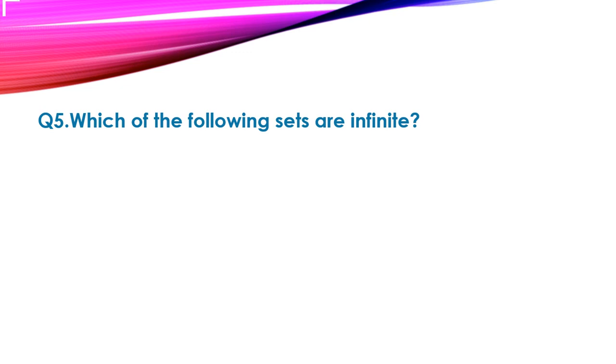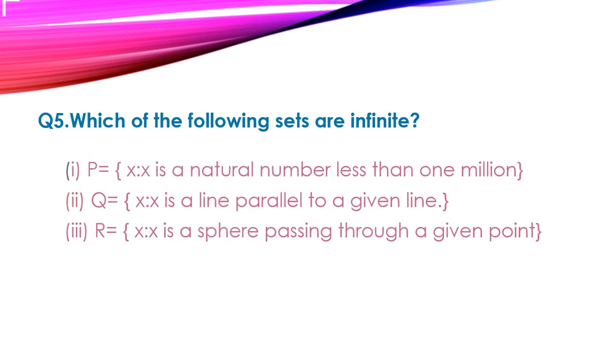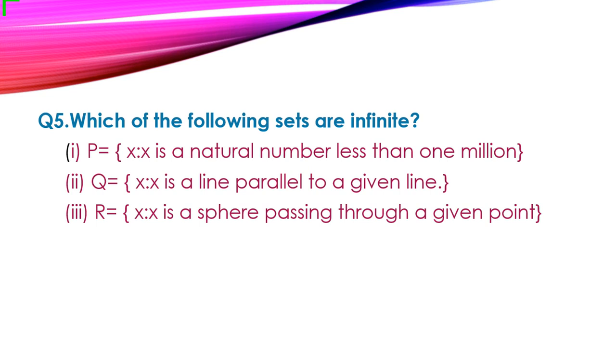So in this question, we are asked to find which are the sets which are infinite. We are given some three sets and we have to find out which among these three are infinite, right? So first one, P is equal to x such that x is a natural number less than 1 million. Okay, so for P, that means P is obviously a finite one, because from the representation of the set, it is clear that the counting comes to an end, that is the natural numbers less than 1 million, so obviously it will be a finite one.